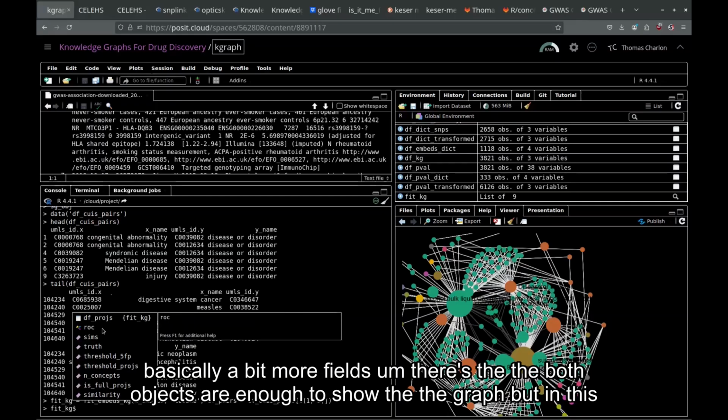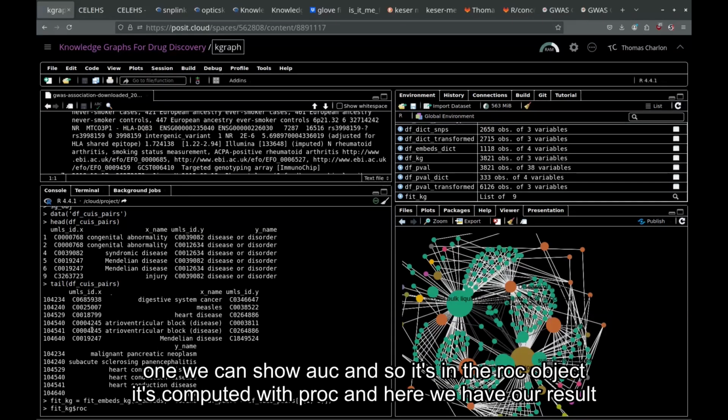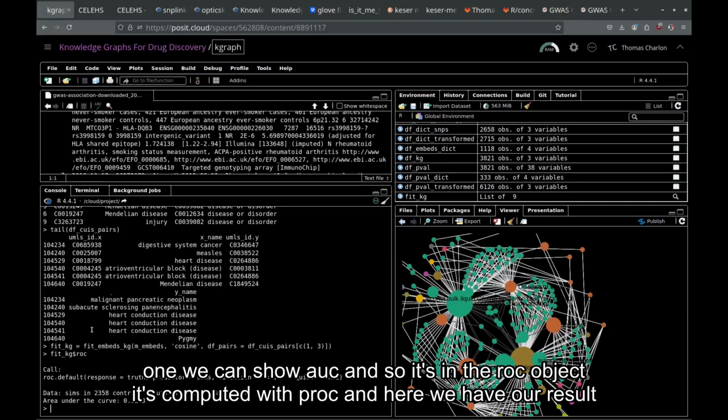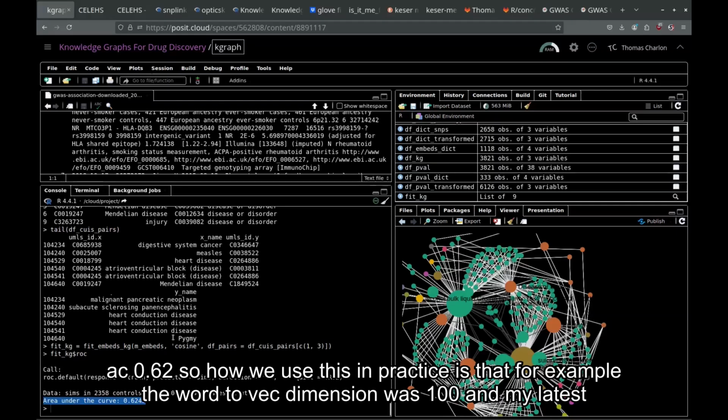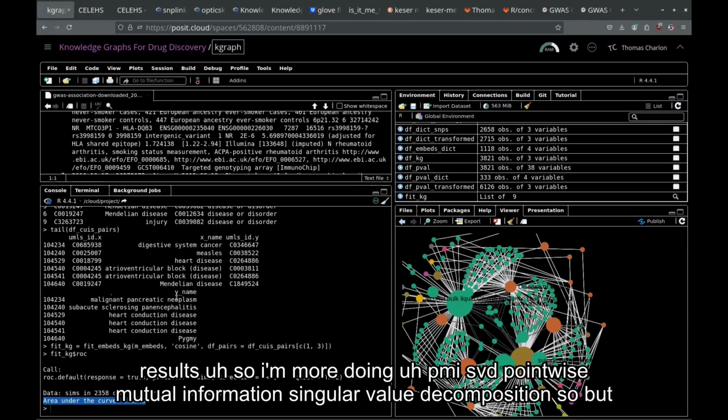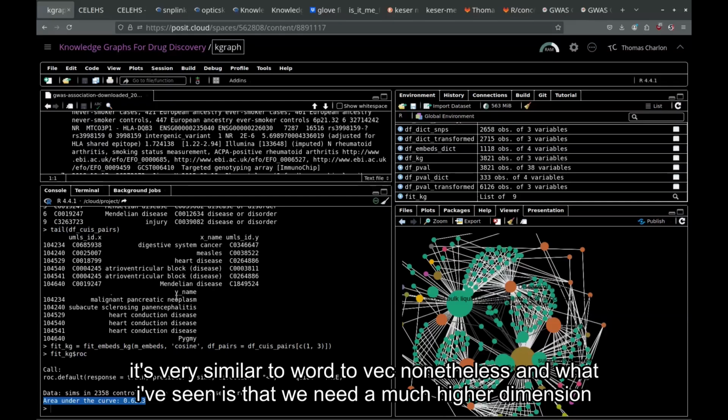Both objects are enough to show the graph, but in this one we can show AUC, and it's in the ROC object. It's computed with pROC, and here we have our result, AUC 0.62. So how we use this in practice is that, for example, the word2vec dimension was 100, and my latest results, I'm more doing PMI SVD, pointwise mutual information, singular value decomposition. But it's very similar to word2vec nonetheless.